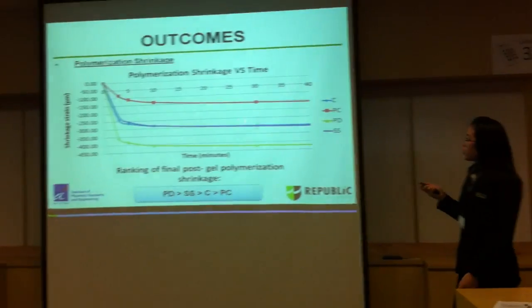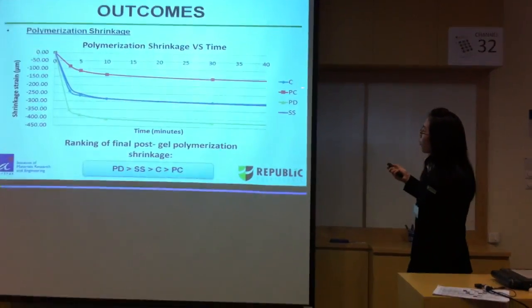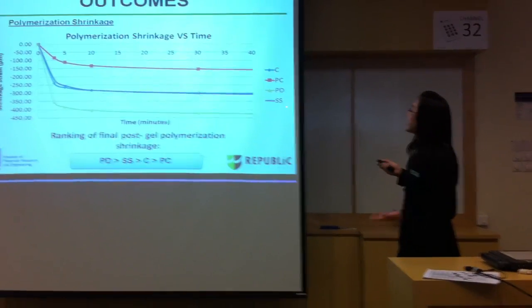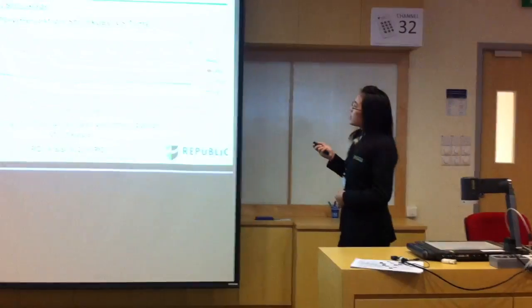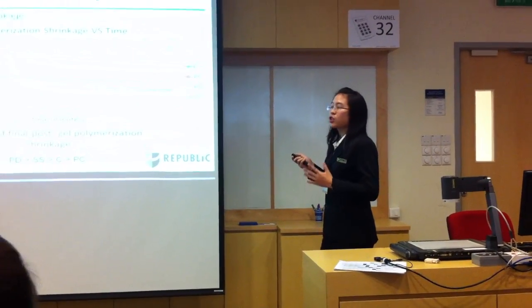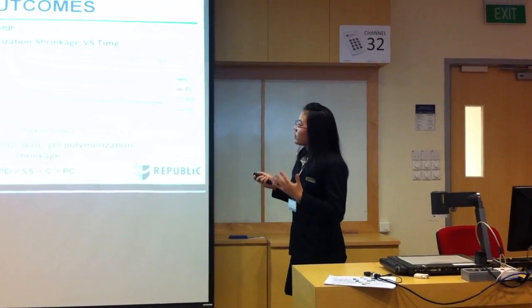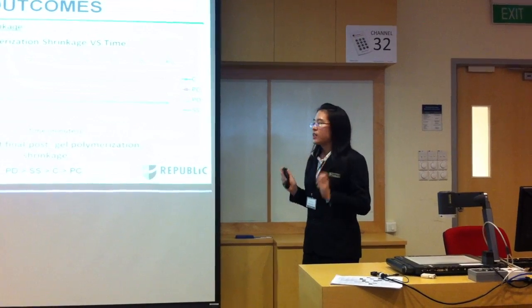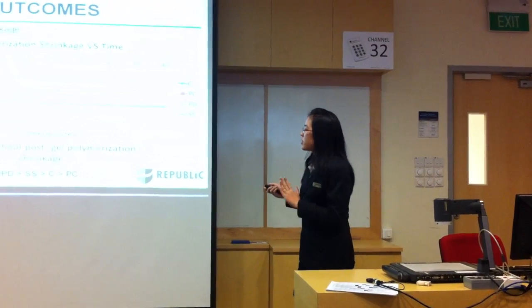It's the polymerization shrinkage graph against time. C is control, PC is pulse cure, PD is pulse delay, and SS is soft start. From this graph, it can be shown that PC shows the least polymerization shrinkage and PD showed the most. It has also shown that the first few minutes of the polymerization are the most significant part. However, after that it is quite constant.